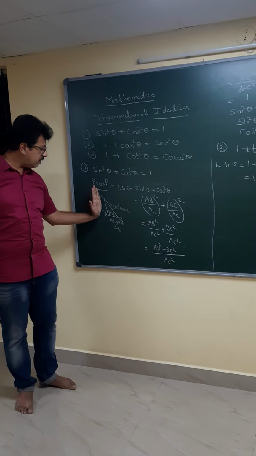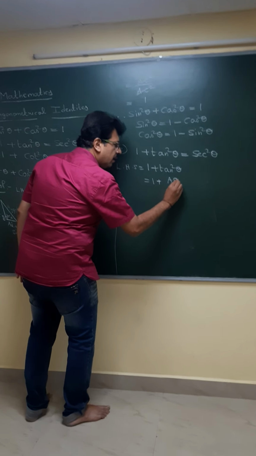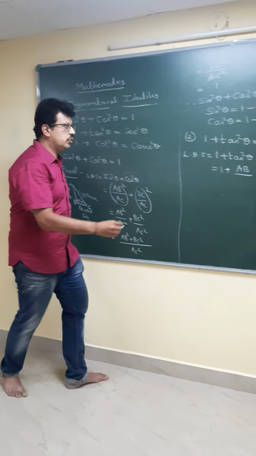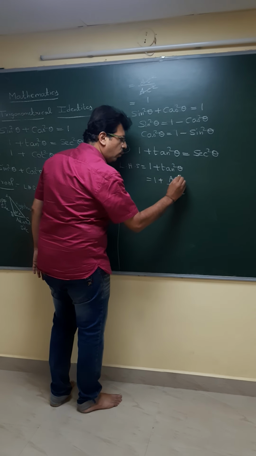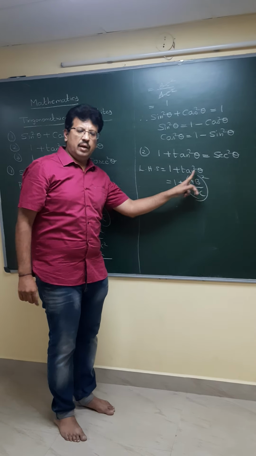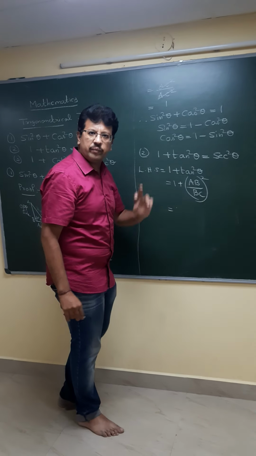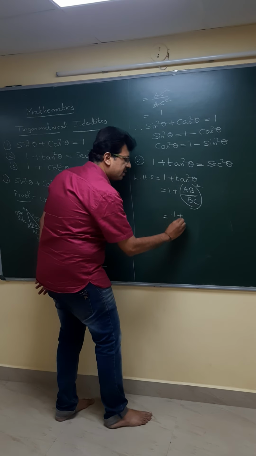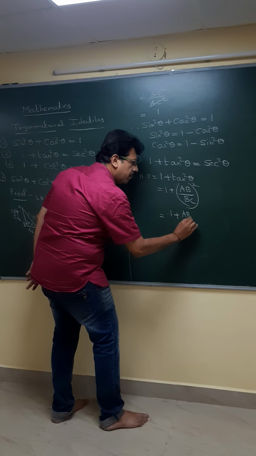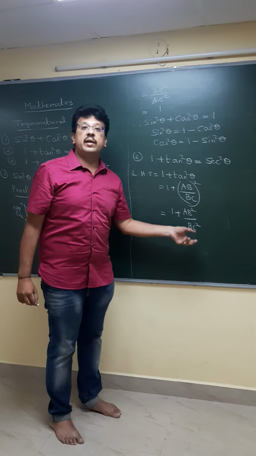So tan theta means opposite side. Which is the opposite side here? AB. It is AB by, and which is the adjacent side here? BC. So BC is the adjacent side, and the whole square will be written as it is because the square is here. And after this, we need to remove the square here. What can we write here? 1 plus, removing the square, AB square by BC square. We are removing the square here.